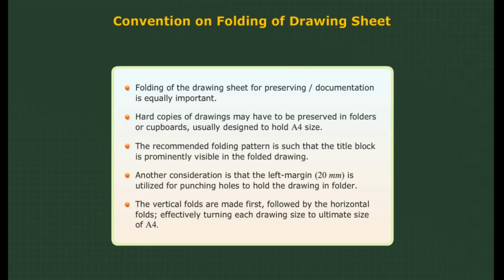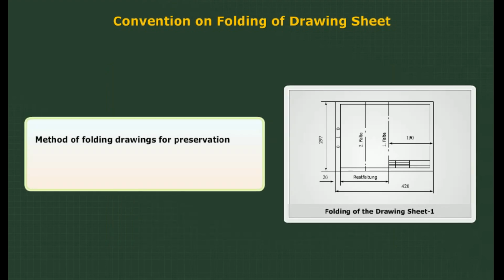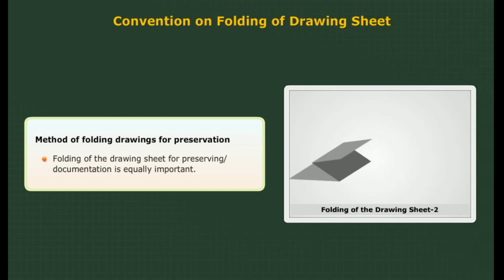The vertical folds are made first, followed by the horizontal folds, effectively turning each drawing size to the ultimate size of A4. Method of folding drawings for preservation. Folding of the drawing sheet for preserving or documentation is equally important. An A3 size drawing sheet is folded by the following steps. The attempt is made such that the title block is visible after folding. First fold is along the title block. Second fold is in the middle of the remaining half.